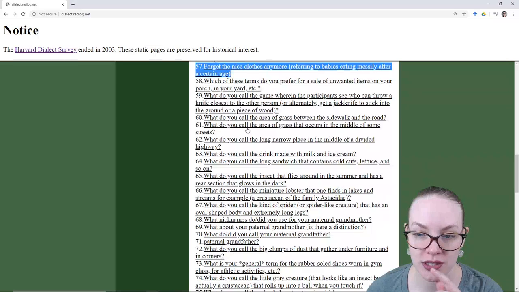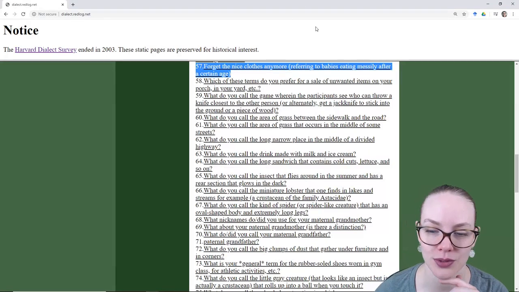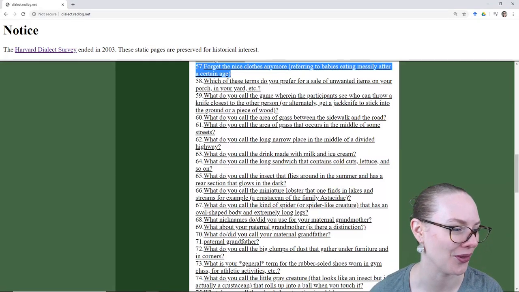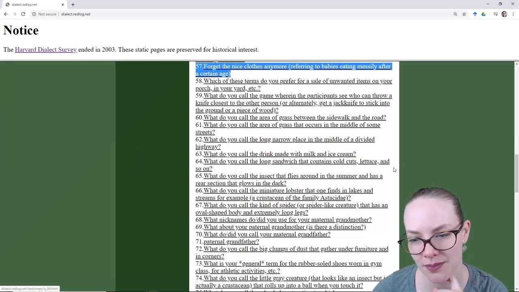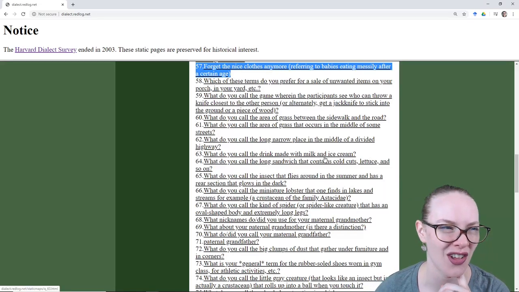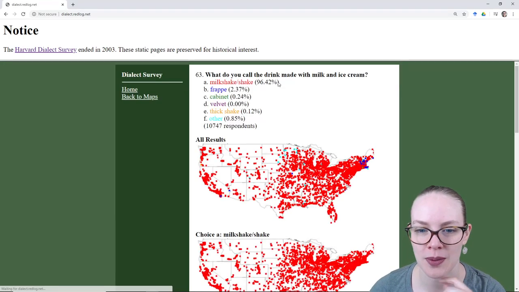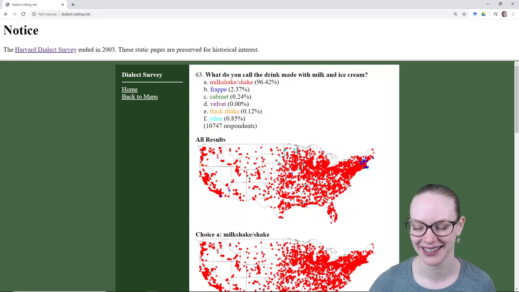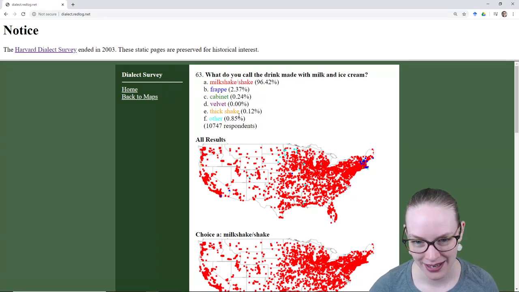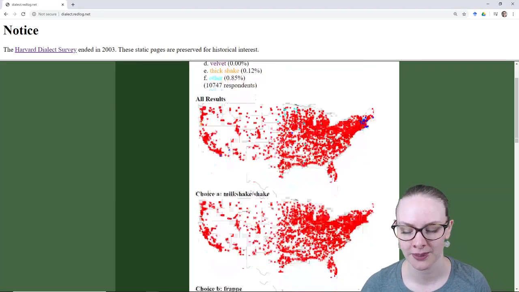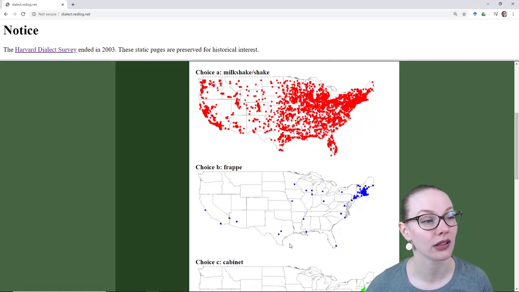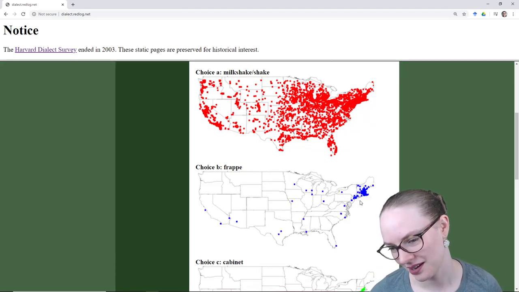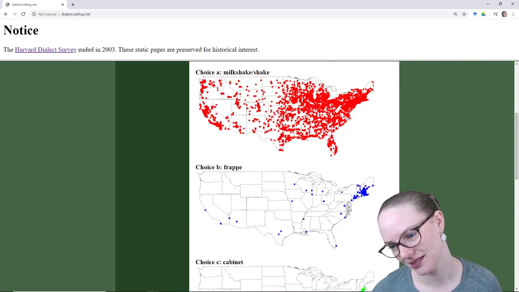And then we have questions that are sort of about lexical items, or as people who aren't linguists would call them, words. And these are things like, what do you call the drink made with milk and ice cream? And I'd call that a milkshake. But other people might call it a frappe. Oh, I would not. Or a cabinet, or a velvet, or a thick shake, or other. So you can see that frappe in particular seems to be very localized to, I don't know, what is that? The northeast, like Maine, Connecticut area.